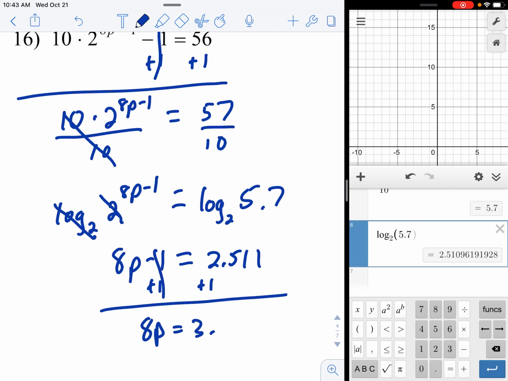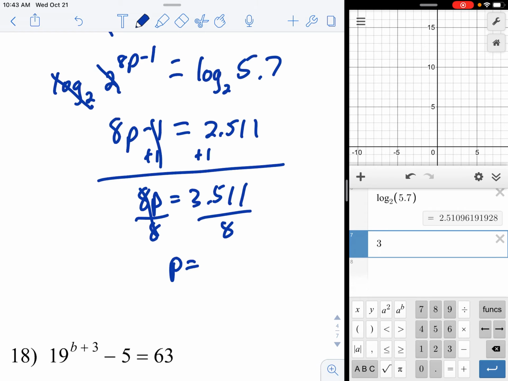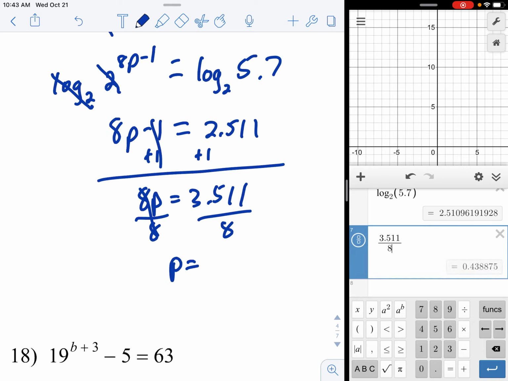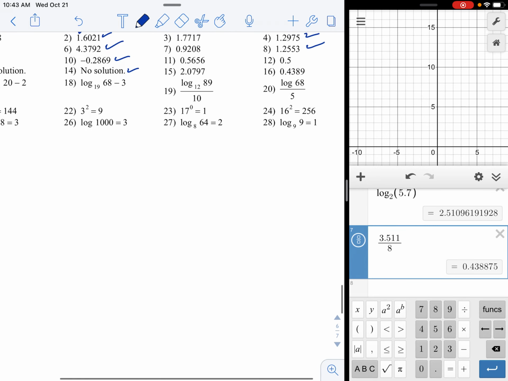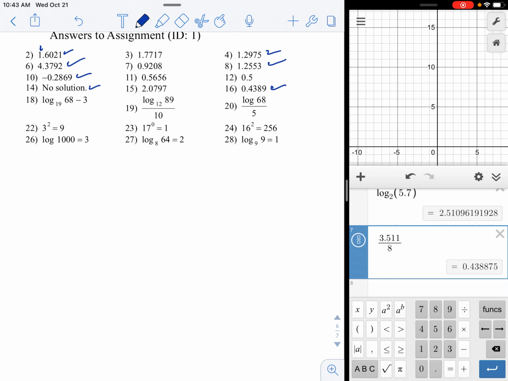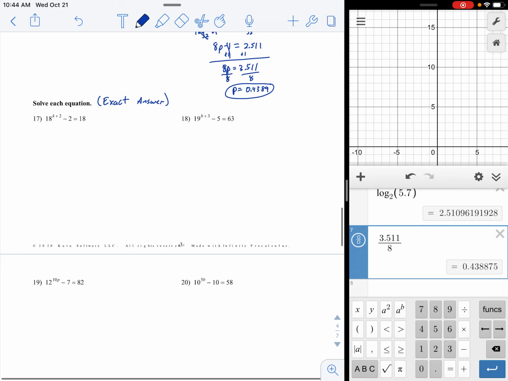8p equals 3.511. Divide by 8. And 3.5, doggone it, 0.5511, laugh at me, roast me, I don't care, divided by 8, 0.4389, if I'm rounding correctly. Hopefully I am. Let's check number 16. Where is it? There it is, 0.4389. All right, couple more and we're done, because remember we already did that bottom section.